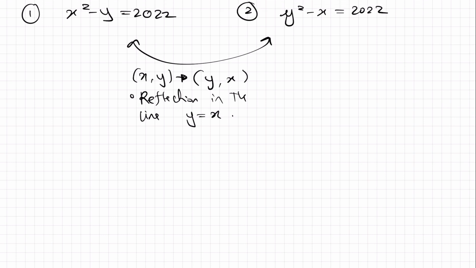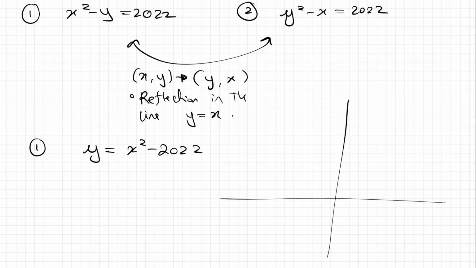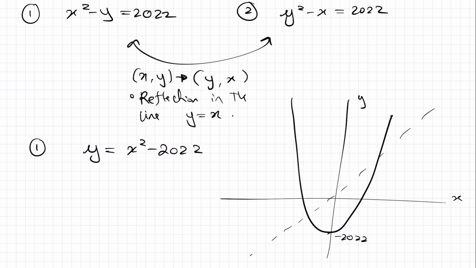And so what we can do is, if we take the first equation, it's a familiar sort of quadratic equation. We can just plot it on a nice graph over here. It's going to look something like that, going through minus 2022. And let's just draw the line y equals x on here. So equation number 2 is just going to be a reflection of this, but in this line.